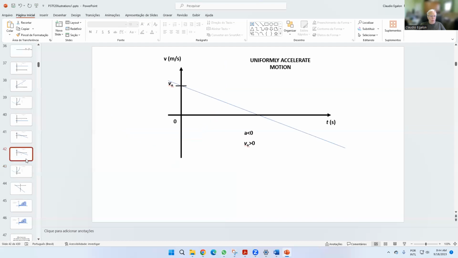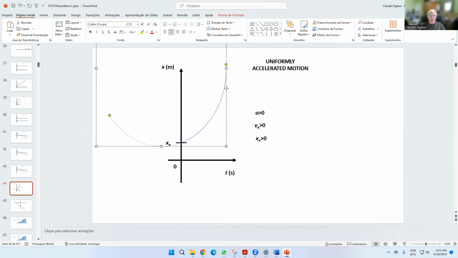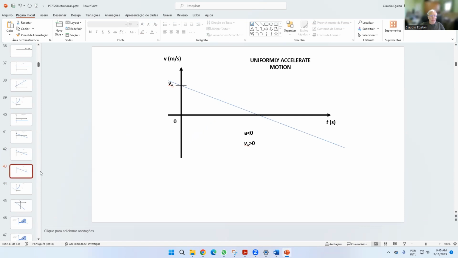Now we want to do the next graph. For the next graph, my parabola must have a concavity down because the acceleration is negative. Can you remember that? Concavity down.